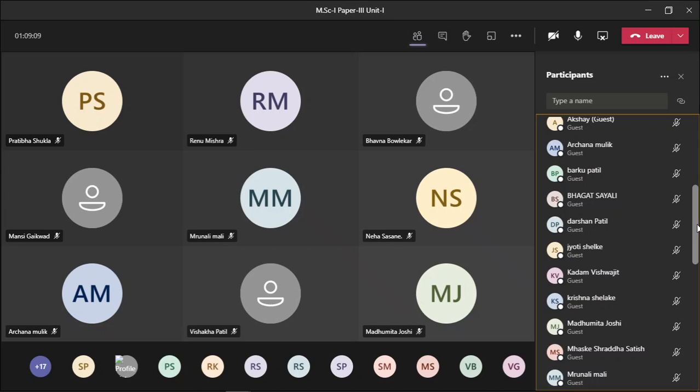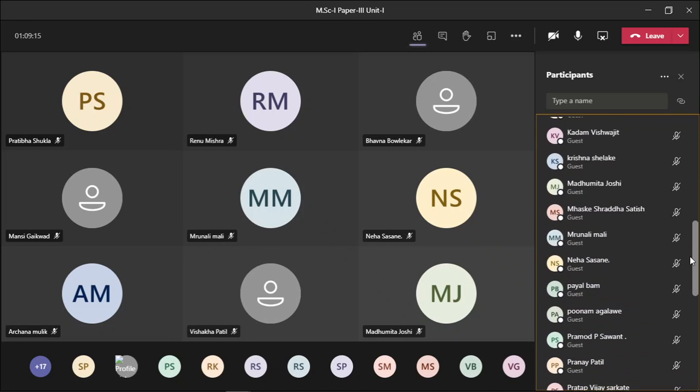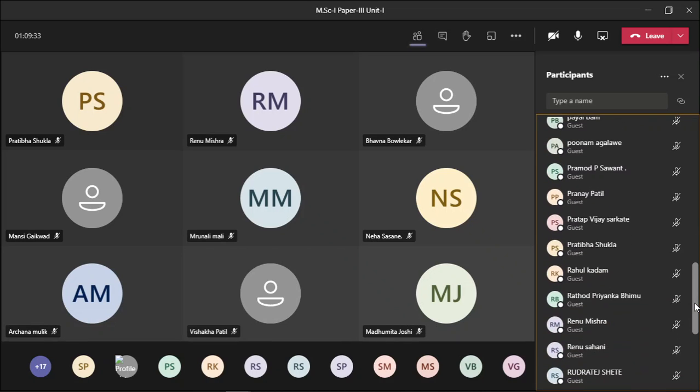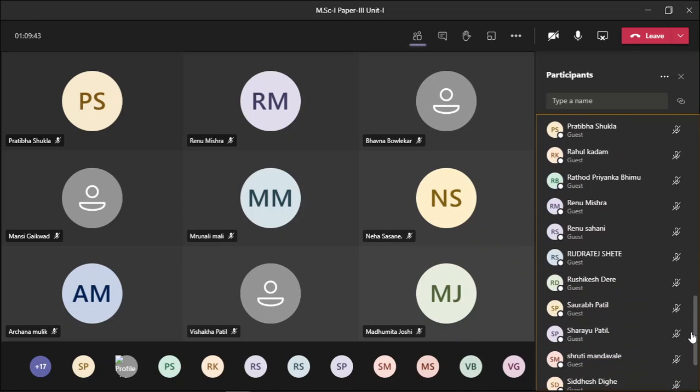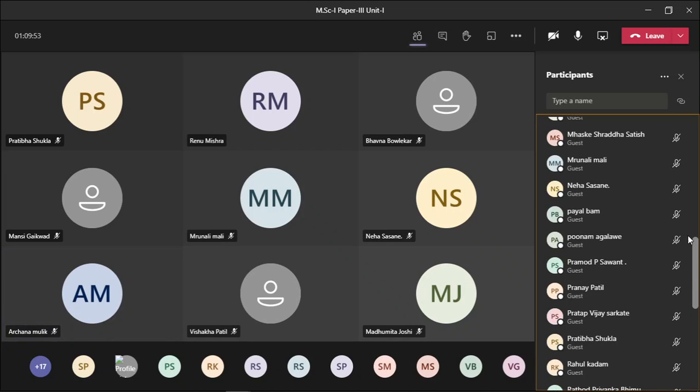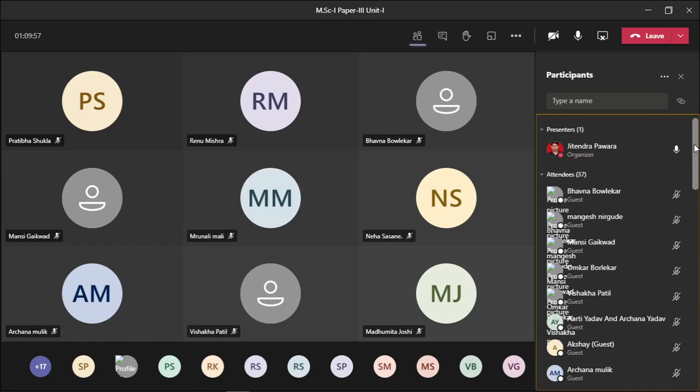ठीक है. Any doubt? मृणाली माली, नेहा ससाने, पायल, पूनम मागलावे, प्रमोद सावंत, प्रणय पाटील, प्रताप सरकते, प्रतिभा शुक्ला, राहुल कदम, राठौड़ प्रियंका, रेणु मिश्रा, रेणु सेनानी, रुद्रतेज. यस, एनी डाउट? हो, सगळं समजलंय. ठीक है.